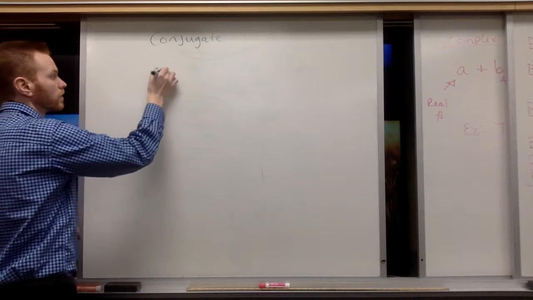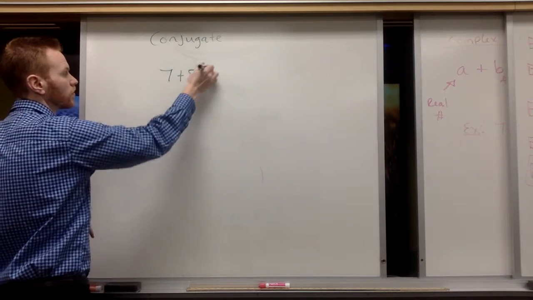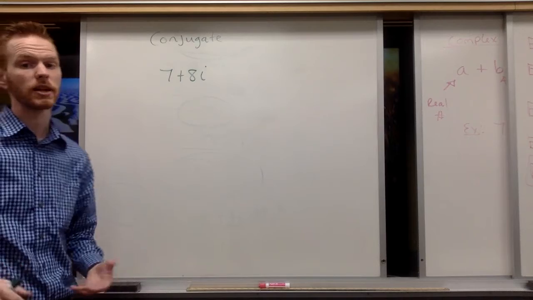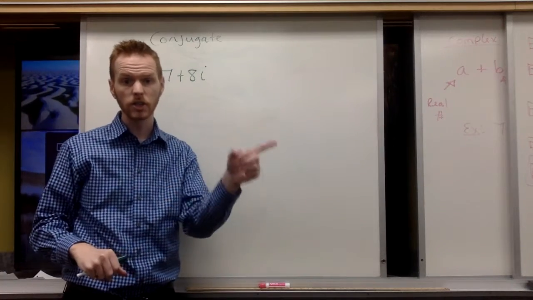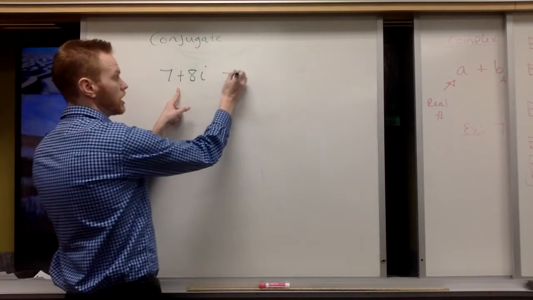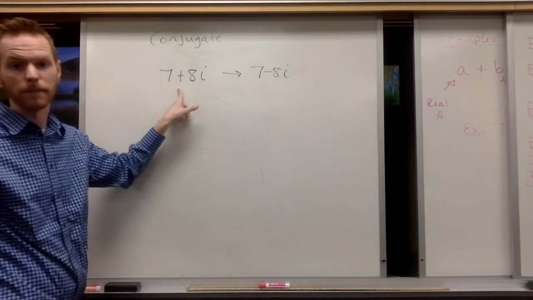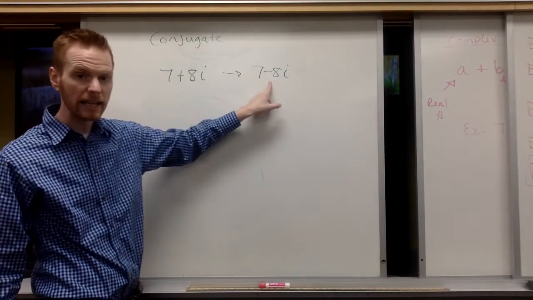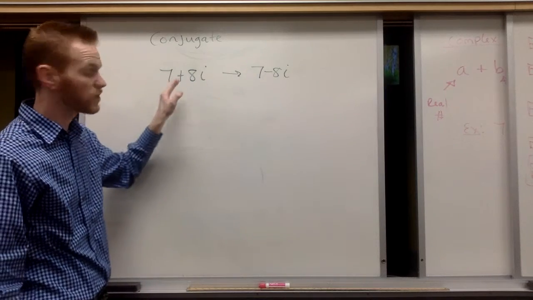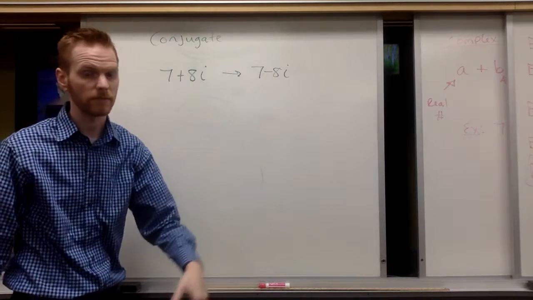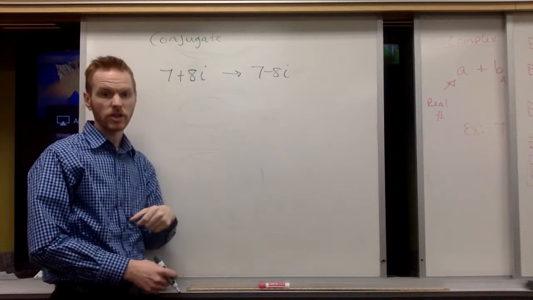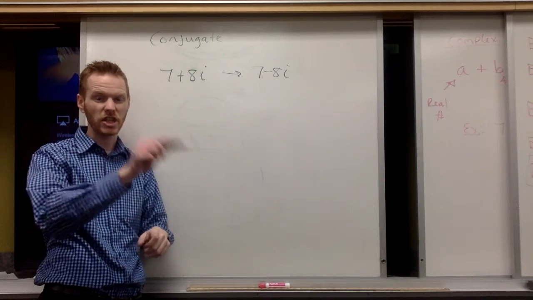What you do is you take your complex number. The conjugate would be to change the sign of the imaginary part. If it's positive, it becomes negative. If this is negative to begin with, then it becomes positive. This is the conjugate. Okay? You're just changing the sign.